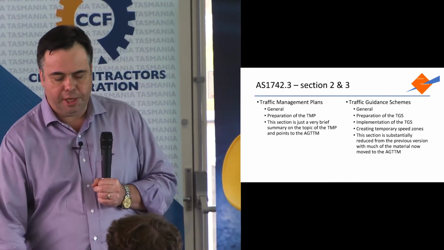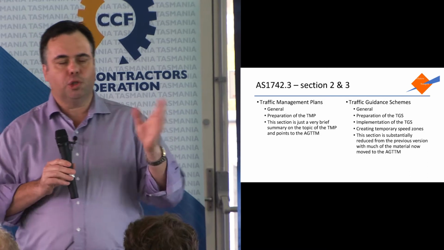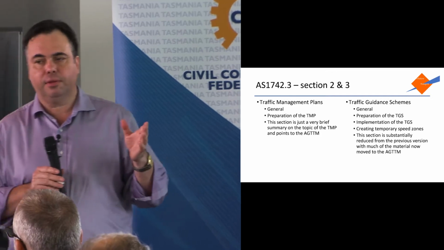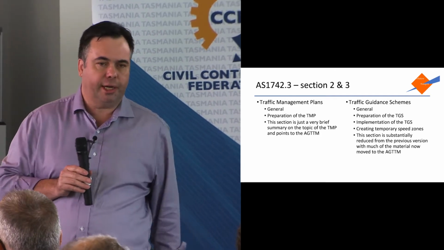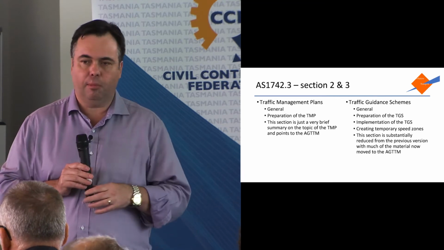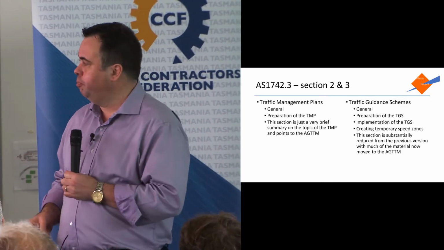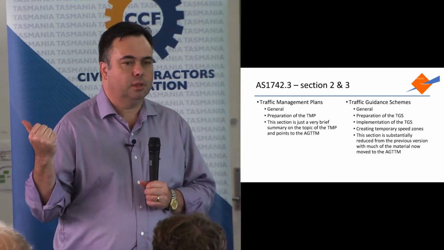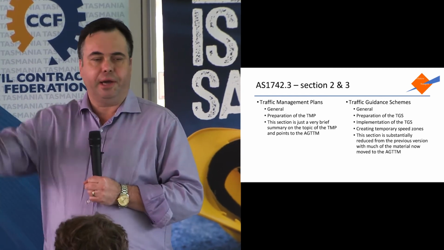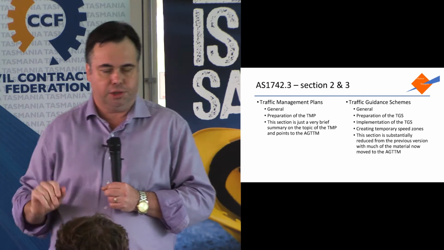So sections 2 and 3, and the reason I've lumped these together is that it talks about two distinct items, the traffic management plan and the traffic guidance scheme. And a lot of people use the two terms interchangeably. Please, they are different. They are very different. And I'll explain a lot more when we get to the Austroads guide. So the traffic management plan, to plan the job, it's a one-page section in the Australian standard, which basically just goes through and says, rough ideas about preparing it, now go to Austroads, read the Austroads guide. So that section is really just a pointer to Austroads.